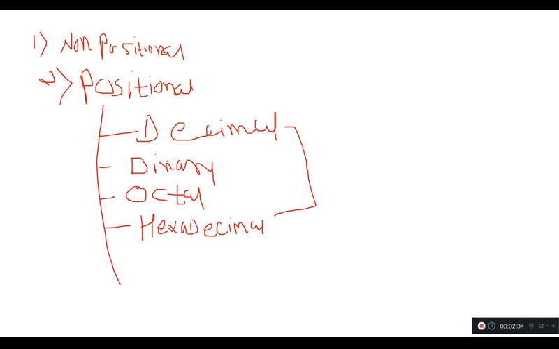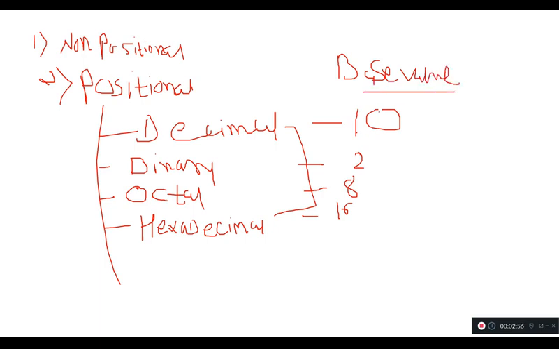In the positional number system, decimal has a base value of 10. Binary has a base value of 2, octal has a base value of 8, and hexadecimal has a base value of 16. So this is our base value. We will learn what the use of the base value is, but first just remember this right now: decimal is 10, binary is 2, octal is 8, and hexadecimal is 16.